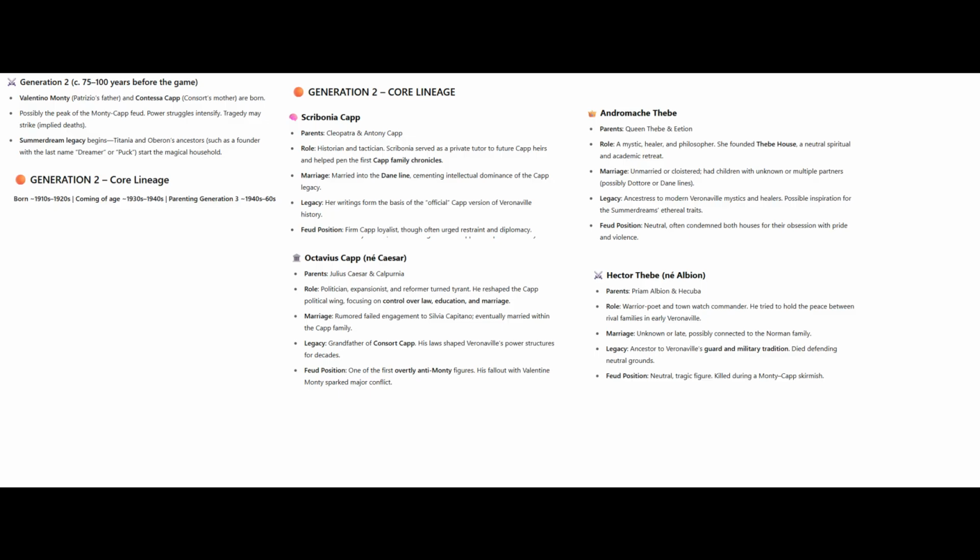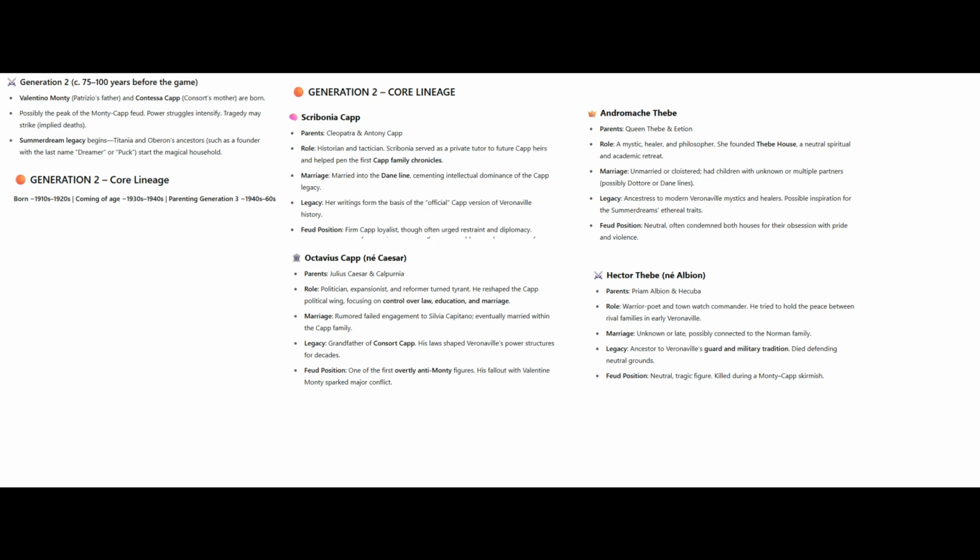Hector Thebe, née Albion. He's the son of Priam and Hecuba Albion, warrior poet and town watch commander. He tried to hold the peace between the rival families in early Veronaville. Marriage. A nun or a late, not the case. He marries Andromache. Possibly connected to the Norman family.